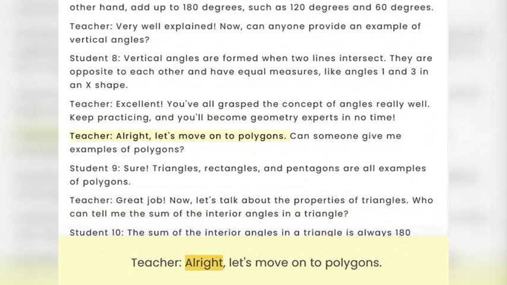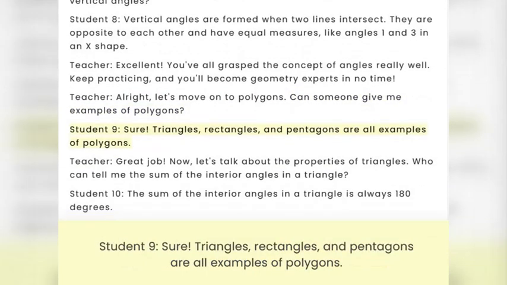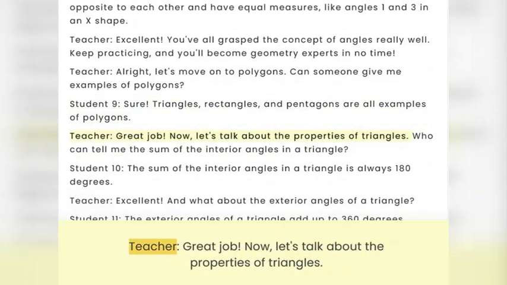Teacher: All right, let's move on to polygons. Can someone give me examples of polygons? Student 9: Sure. Triangles, rectangles, and pentagons are all examples of polygons. Teacher: Great job. Now, let's talk about the properties of triangles.